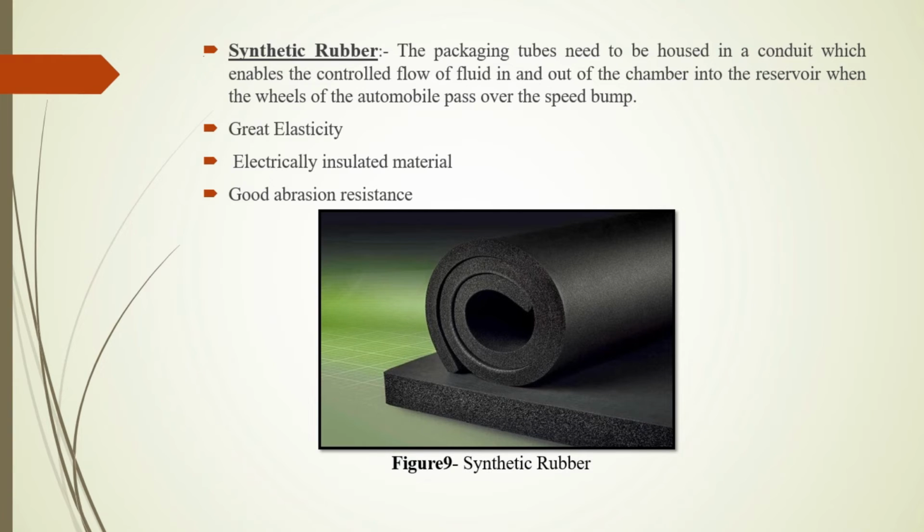First of all, we fill the oobleck mixture into the braided coated pipe, then cover it with the synthetic rubber. Its properties are greater elasticity, electrically insulating material, and good abrasion resistance. It provides elasticity to the braided coated pipe enclosing the fluid, so that the fluid is not disturbed.